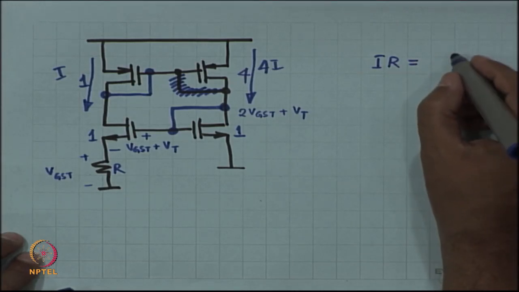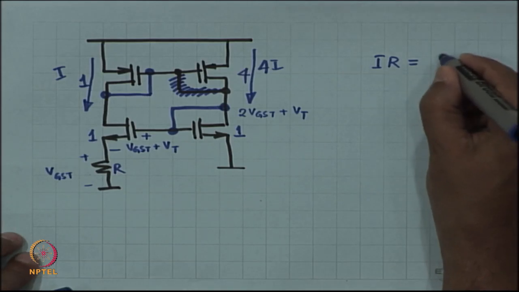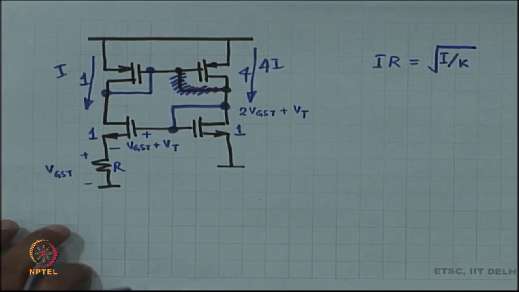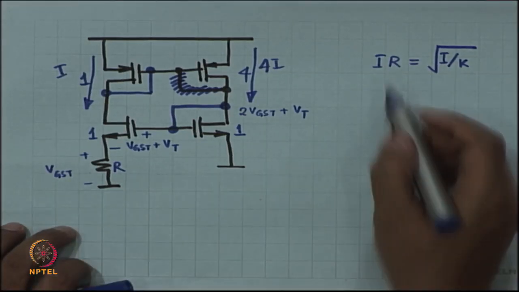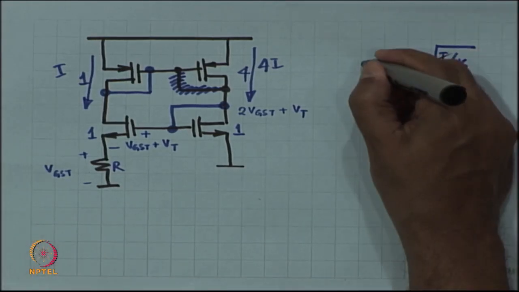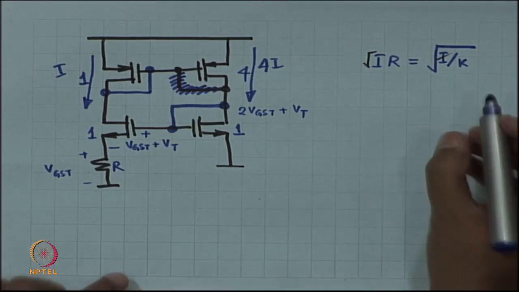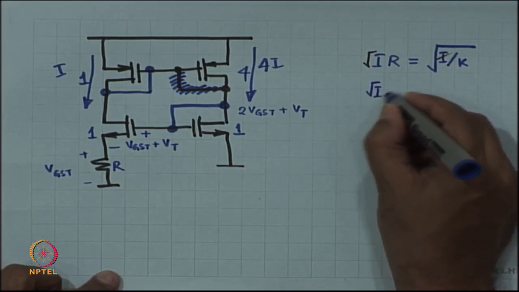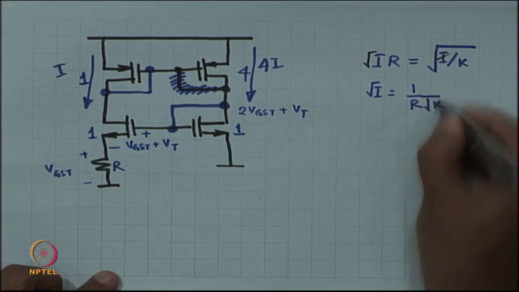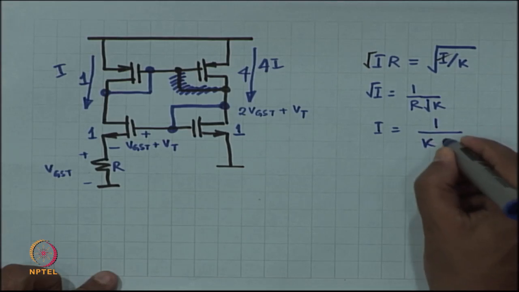But VGST is nothing but square root of I by K. All right, and then you can cancel out the I's. So, root I is equal to 1 by R root K, in which case I is going to become equal to 1 by K R squared.